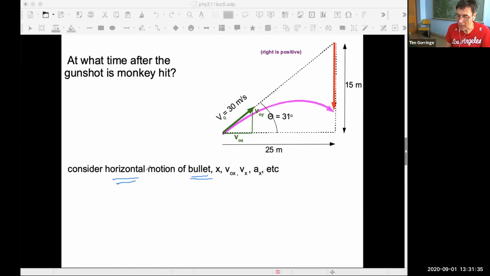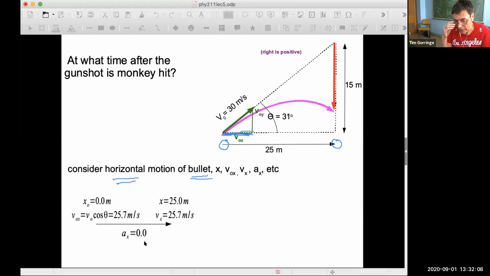And the thing about that is, I know horizontally that the bullet travels from over here on the left to over here on the right, 25 meters. And I know the speed, or at least it's easy for me to work out the speed of the bullet in the horizontal direction. It would be the horizontal component of this velocity vector triangle. And so if you know the speed and the distance, it's easy to figure the time. And so that's what I'm going to do.